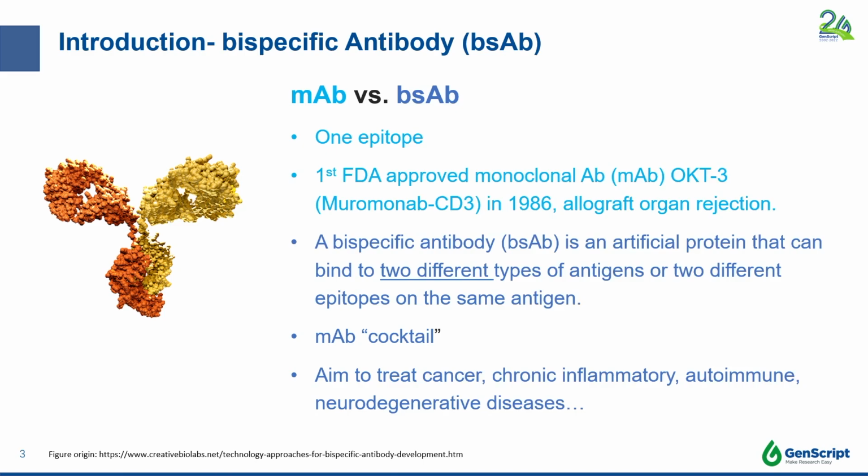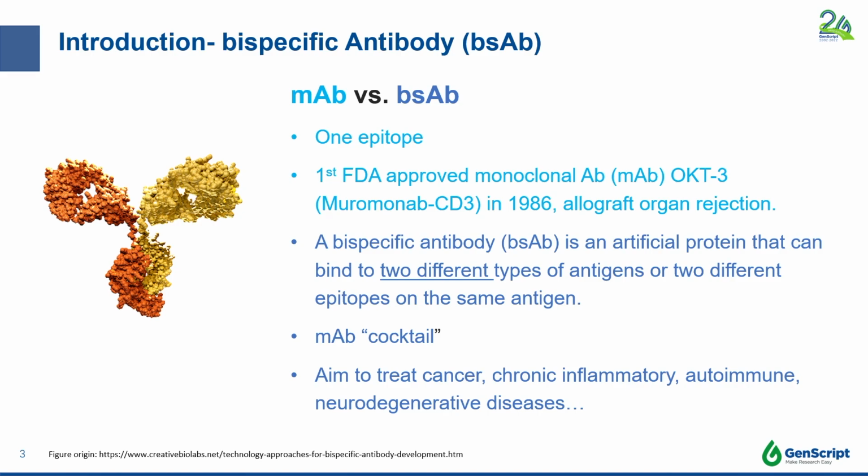As many of you will know, consider monoclonal antibody versus bispecific antibody. A monoclonal antibody only binds to one epitope. The first FDA-approved monoclonal antibody was called OKT3, approved in 1986, where it was used for allograft organ rejection.